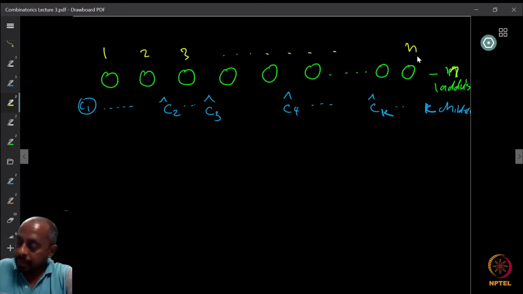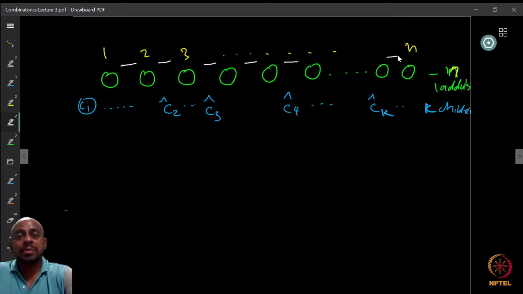N laddus are kept here, and therefore the positions where the children can start are in between these laddus, right? So if there are n laddus in a line, how many gaps are there in between? There are exactly n minus 1 gaps in between. So out of these n minus 1 gaps, we need to decide which are the positions where the k minus 1 children are going to start taking the laddus.